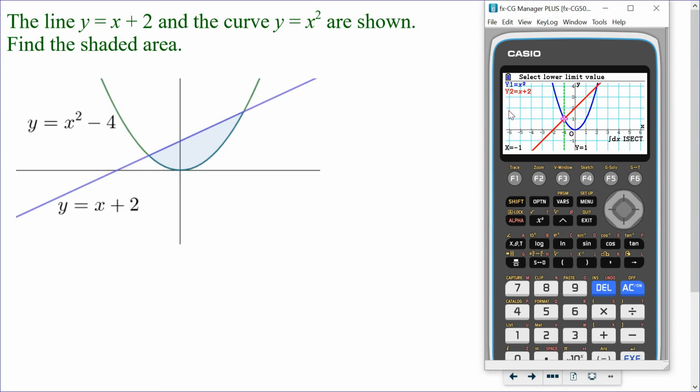Okay, so we've got a point of intersection. We want that one. We press execute, then the right arrow, and then execute, because that's the next intersection point we want. There we go. And so we've got an area of 4.5. The integral is negative because what it's done is it's done y is x squared, take away y is x plus 2. Okay, there's a mistake on the question on the whiteboard bit here. It should just have x squared.